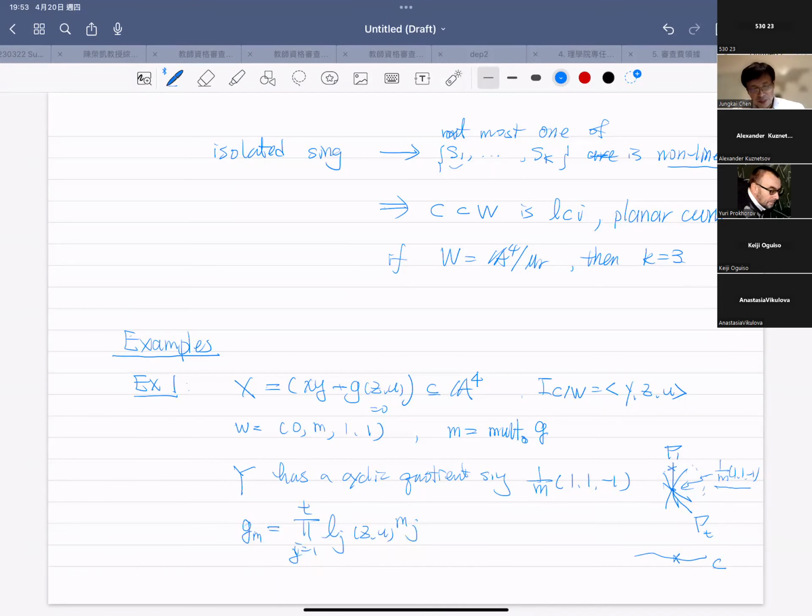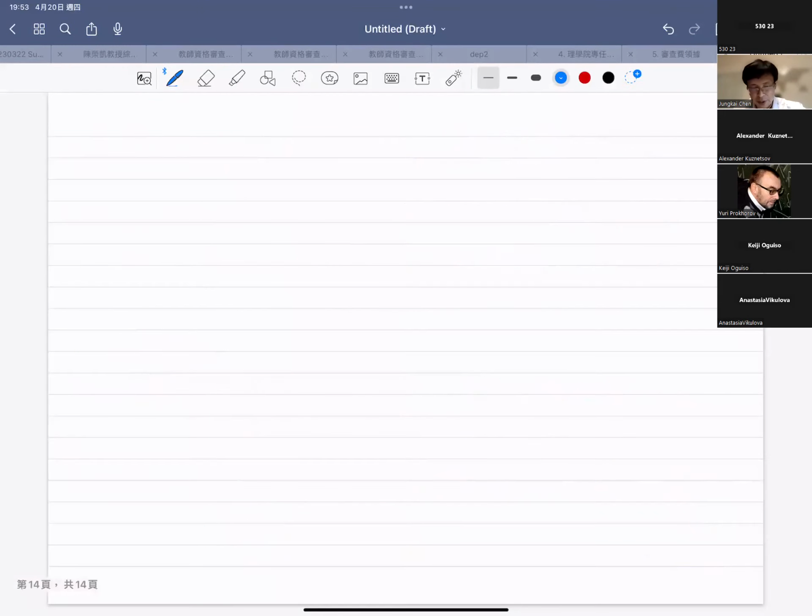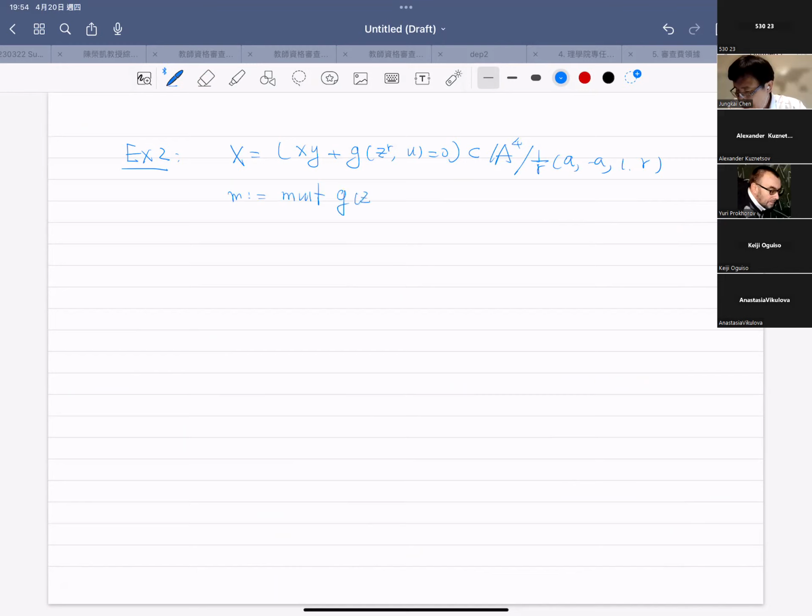Maybe I can give you some more examples. It will be more complicated examples like this. Suppose that X is given by xy, again a type g, d to the r u, inside this four-dimensional space. Similarly, let n be the multiplicity of g at the origin.